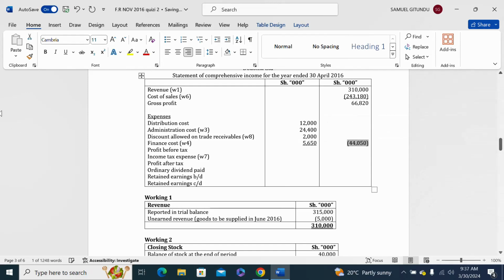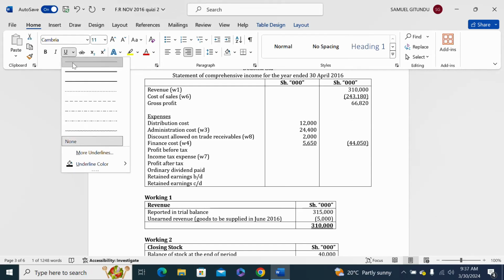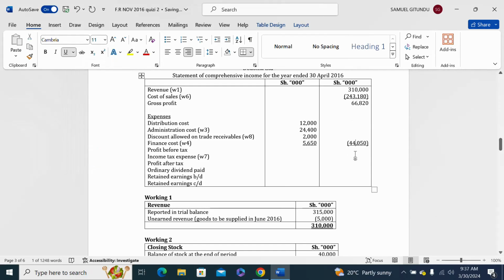I deduct the expenses from the gross profit to get the profit before tax. So I'm getting my profit before tax as 22,770,000. Then I go to the income tax expense in working note number 7.